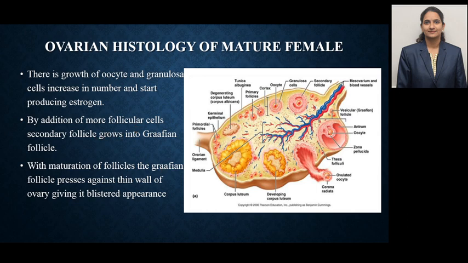See, if fertilization takes place, the developing corpus luteum develops, and this is the degenerating corpus luteum, which is also called the corpus albicans. From this structure you can see all these layers also: tunica albuginea, medulla. Tunica albuginea is nothing but the outermost layer.